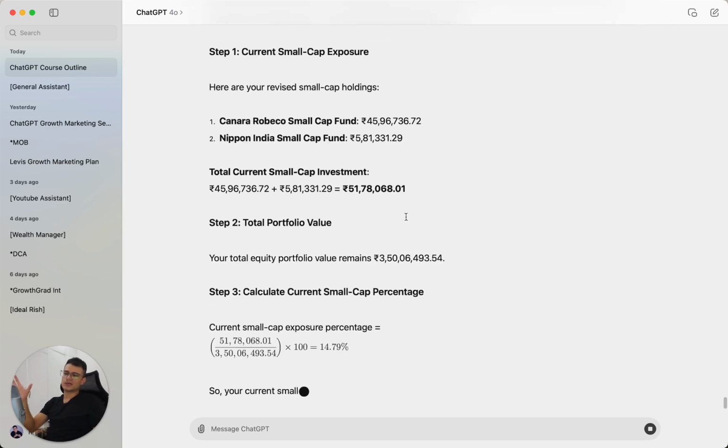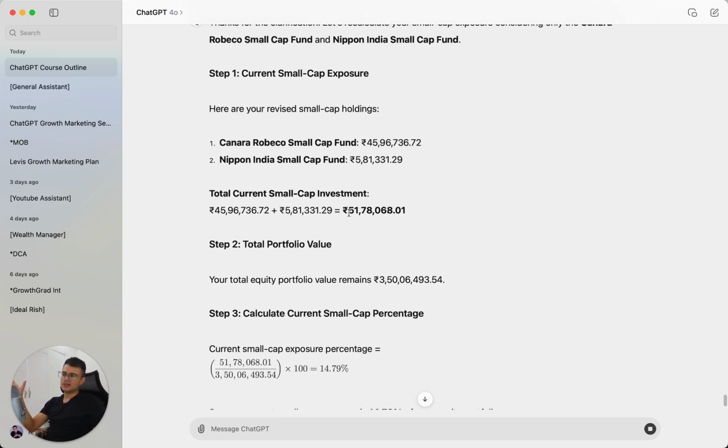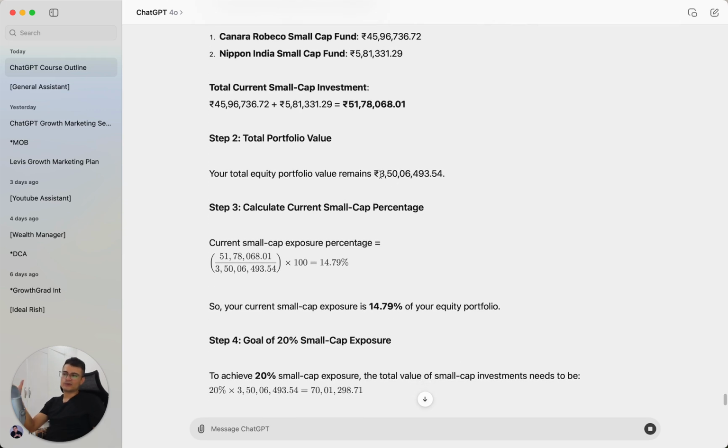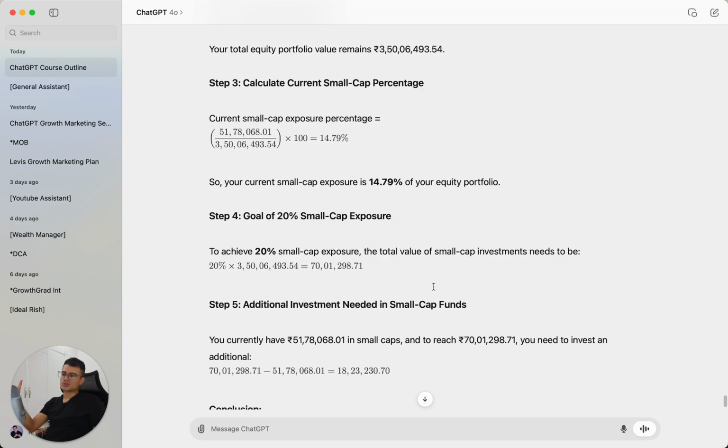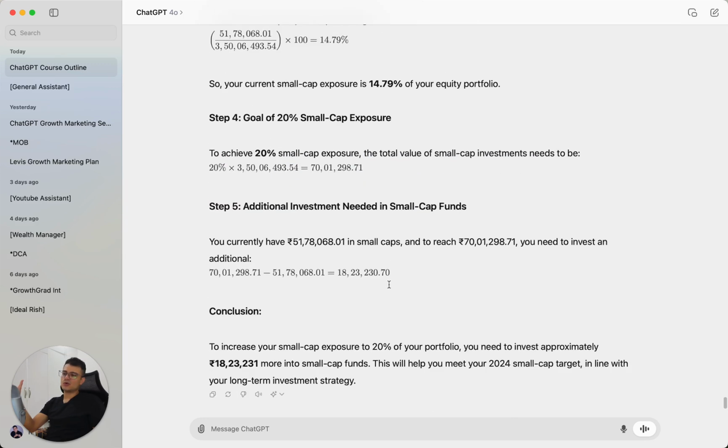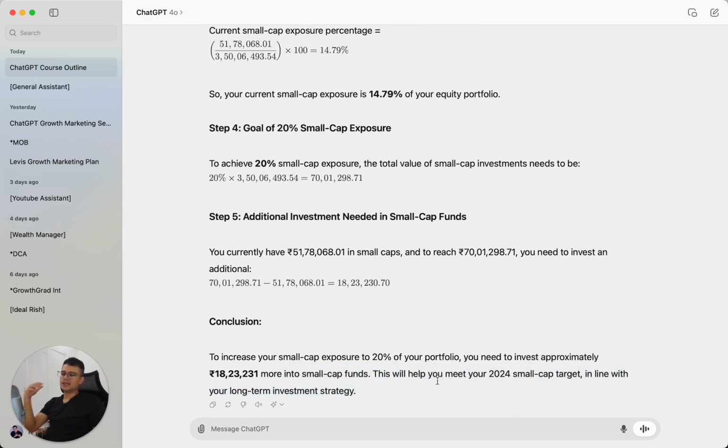So now it calculates that my total current small cap investment is around 50 lakhs. The total portfolio value is 3.5 crores. So the exposure is this much percentage, and this is the goal, and hence I have to increase my portfolio allocation to this much into small cap funds to get it to 20% of my portfolio. So those are good calculations that you can do.